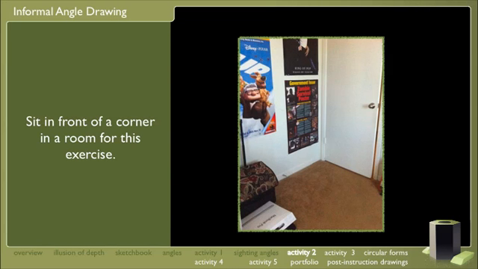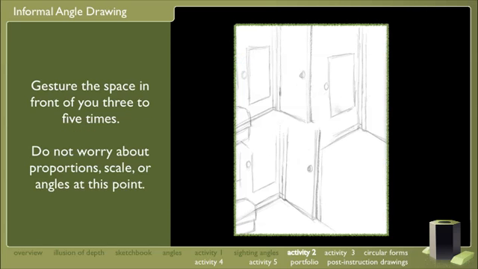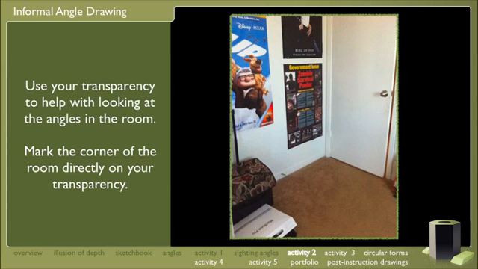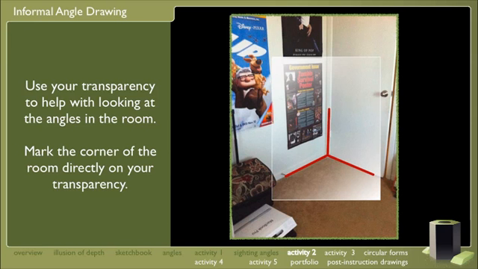Sit in front of a corner of a room. Gesture the space in front of you 3 to 5 times, but do not worry about proportions, scale, or angles just yet. Put aside your sketchbook for a moment. We will use your transparency as a picture plane to look at angles. Hold your transparency in front of the corner and use your transparency to mark the corner of the room. Then draw a horizontal line across the transparency through the corner.